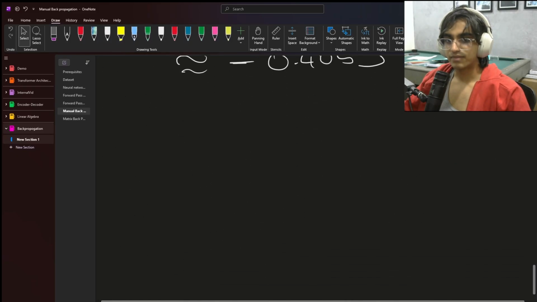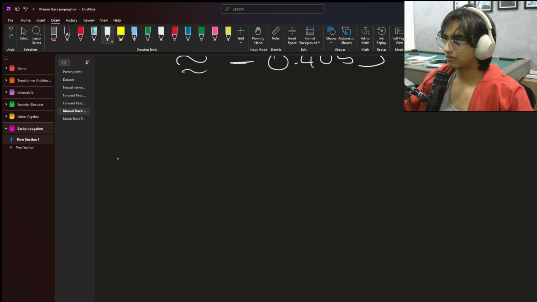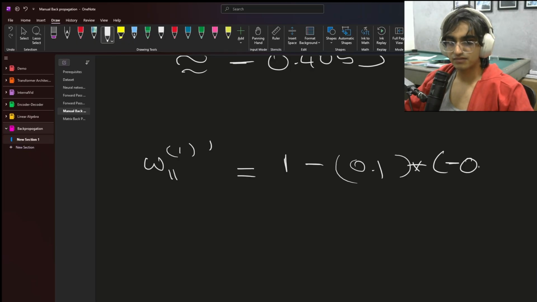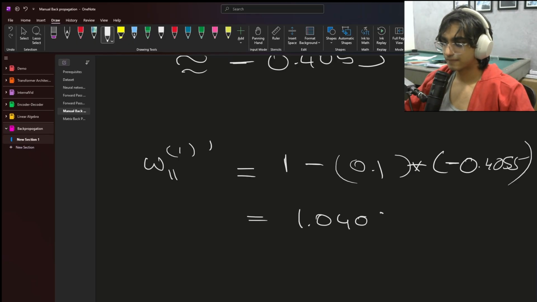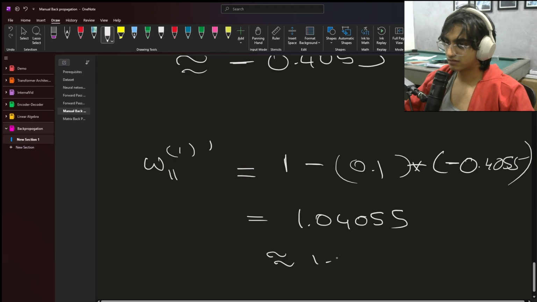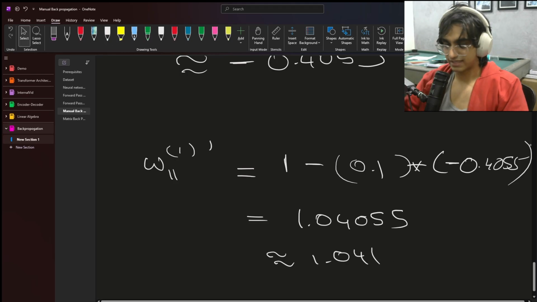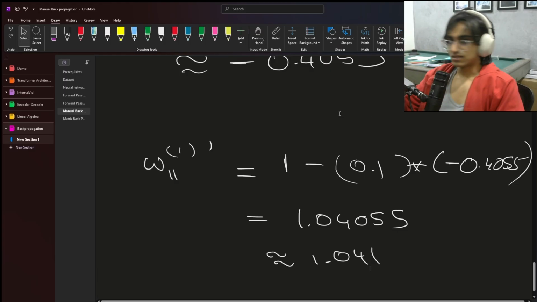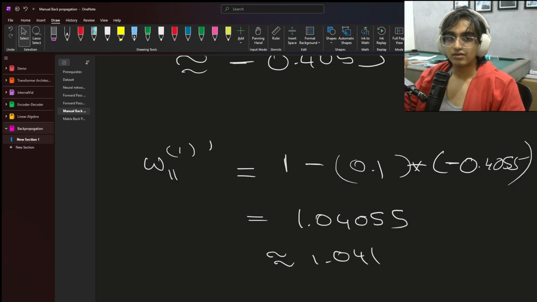So now what we do is we update our W11. Our W11 new, I'm just going to call it dash, is just going to be 1 minus, if we take our learning rate as 0.1, into our derivative which we just calculated, negative 0.4055. We can see our weight got updated to approximately 1.041. So this is how the new weights are calculated. We repeat this again for all the weights and all the biases. This is just the algebraic way. Now I'm going to get into how to do it with the help of matrices.